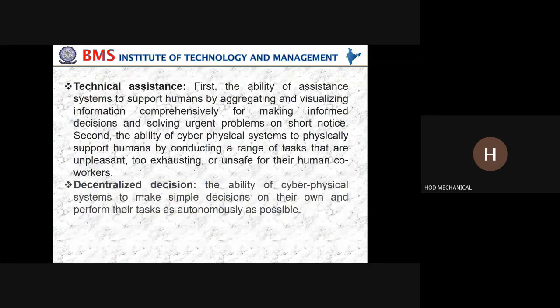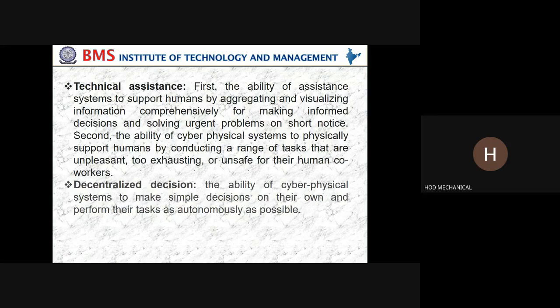Then next we have technical assistance. Technical assistance is nothing but the amount of support that you can get out of the humans who are present. The technical assistance is with respect to the ability of the system to support humans in a better manner.